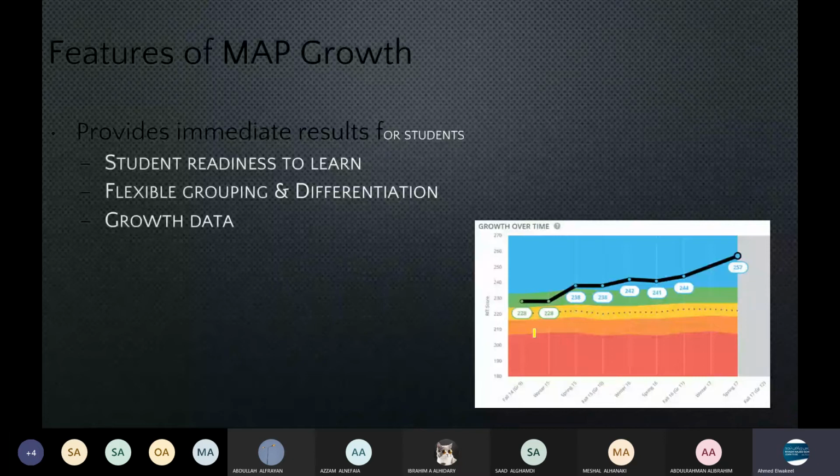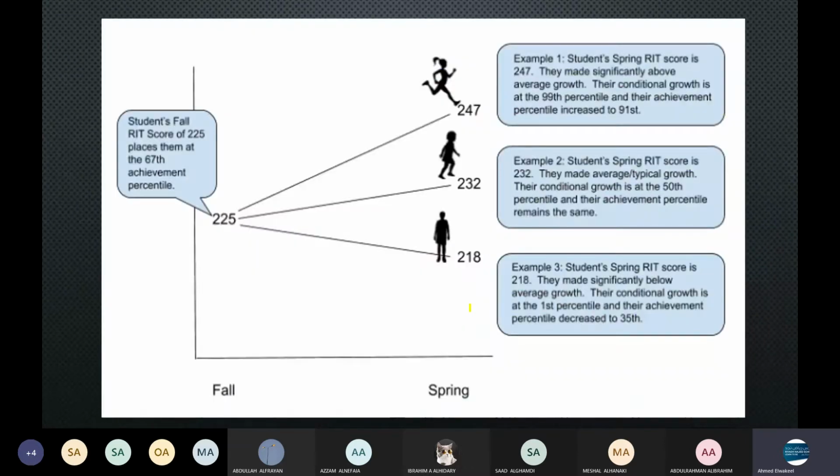Over time, we have here fall 2014 to winter 2015, spring 2015 until fall 2017. So what about the student's fall RIT score of 225? It places them at the 67th achievement percentile. So we're speaking about, guys, your RIT. For example, I got 225 as an RIT, and right now I'm searching for a scholarship.